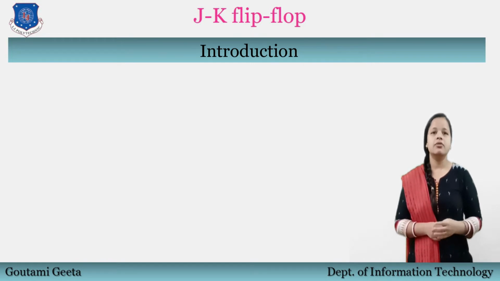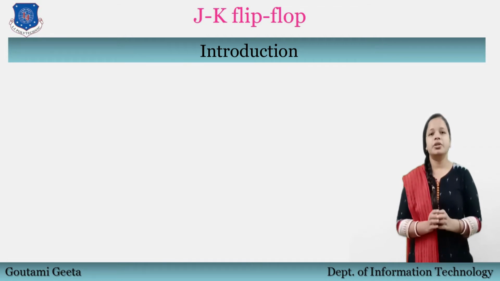Today's course outline. Firstly, we will discuss the introduction of the JK flip-flop, its working, its circuit diagram, truth table, characteristic equation, state diagram and excitation table. And then the race around problem in the JK flip-flop. As the solution, we will see the edge-triggered JK flip-flop and the master-slave JK flip-flop.